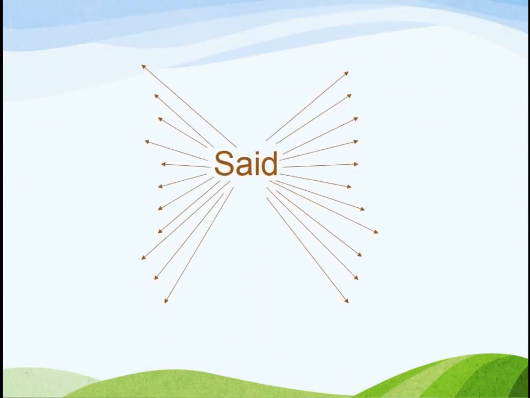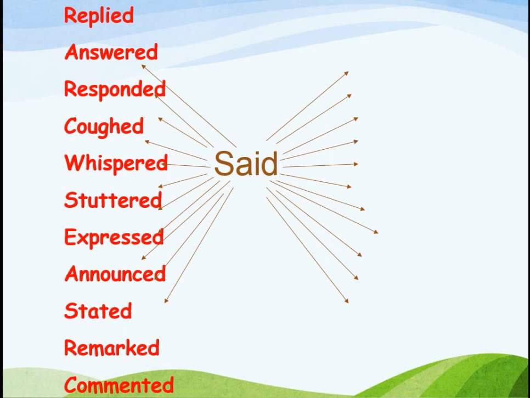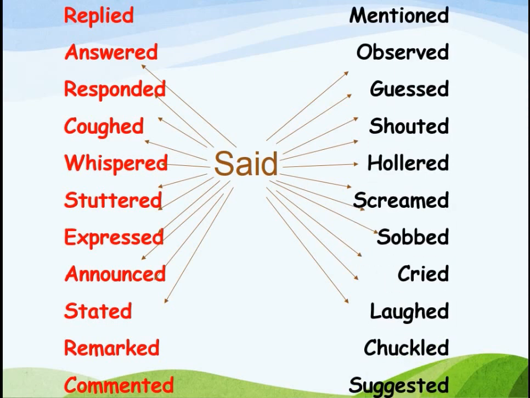So instead of said, we could say the following things: replied, answered, responded, coughed, whispered, stuttered, expressed, announced, stated, remarked, commented, and then all of these on the right hand side too. So not only are these more interesting, but they are far more descriptive than he said, she said. Saying someone shouted gives you a better impression about how the person is feeling than said. Saying stuttered shows you the person is nervous. If you just put he said, she said, you won't be able to give that impression to your reader.